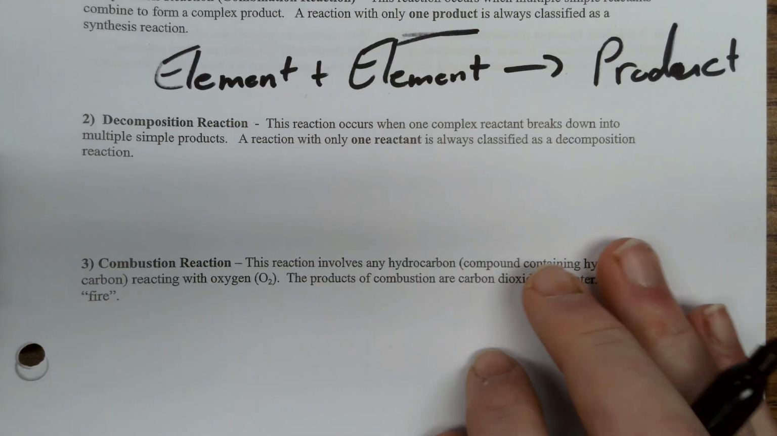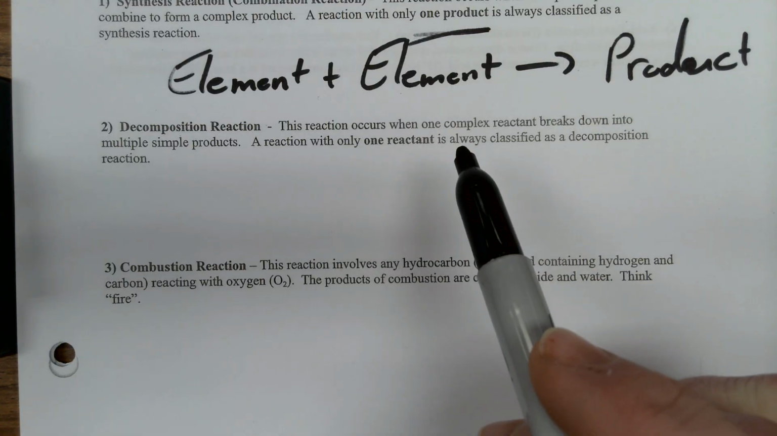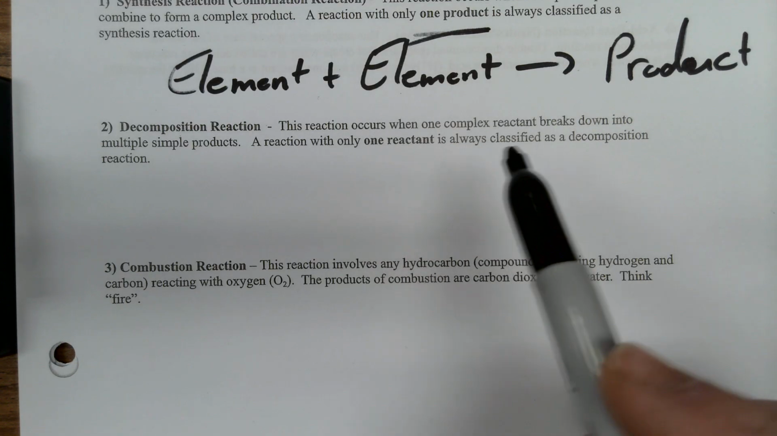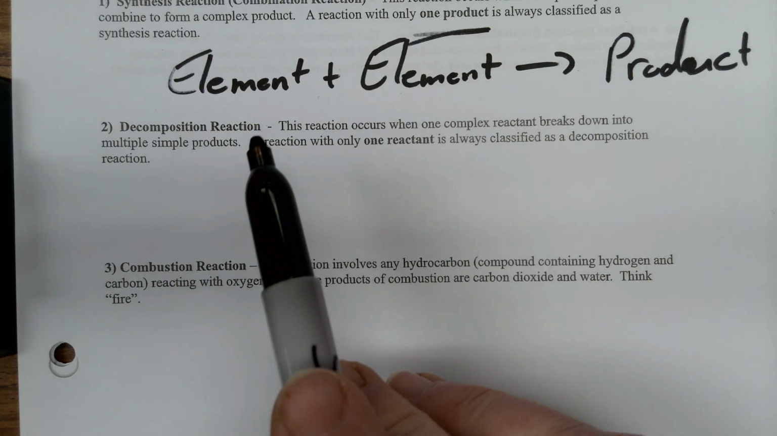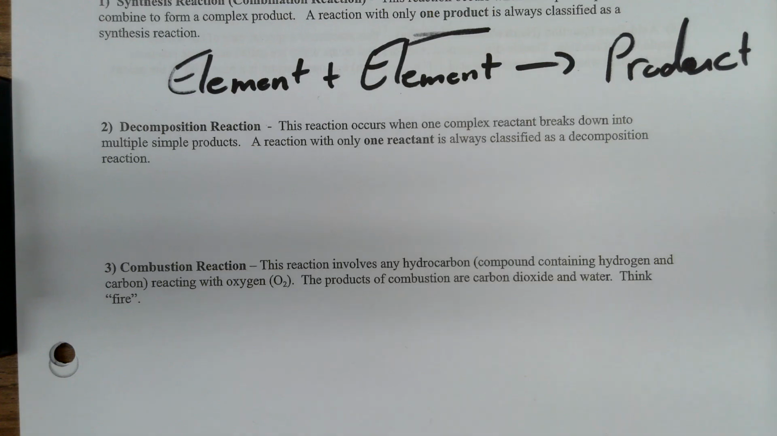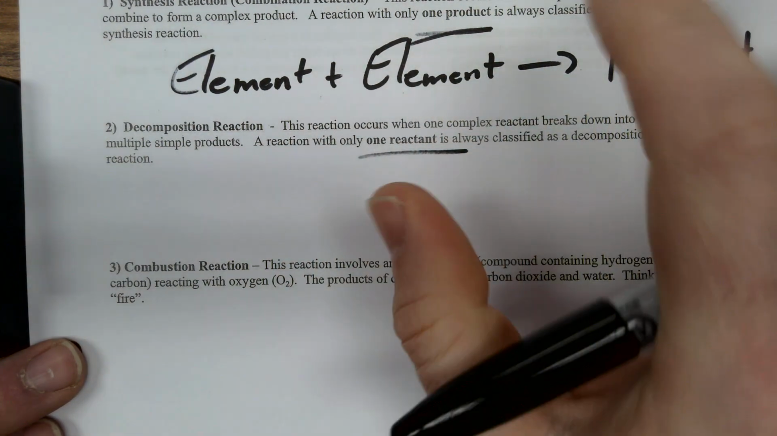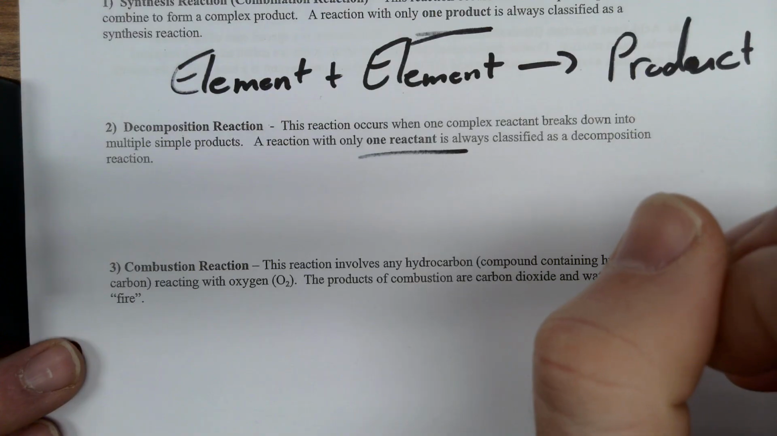A decomposition reaction occurs when some kind of compound reacts to break down into simpler, smaller products. How I can tell my synthesis from my decomposition apart is that synthesis started off with reactants and ended in one product. My decomposition has one reactant.